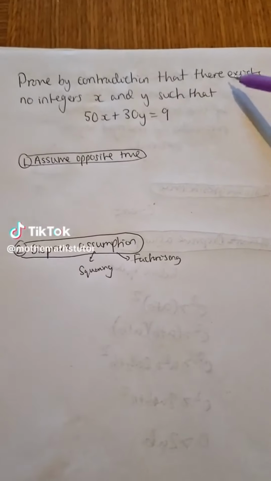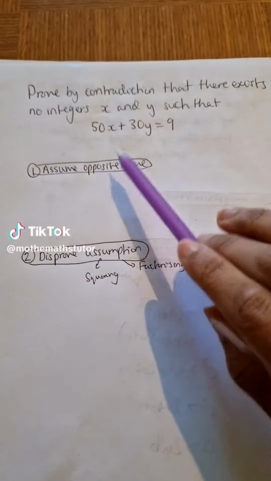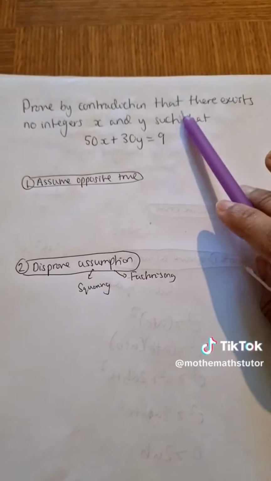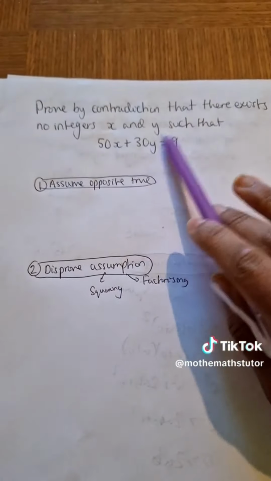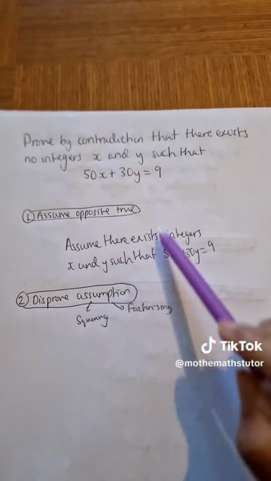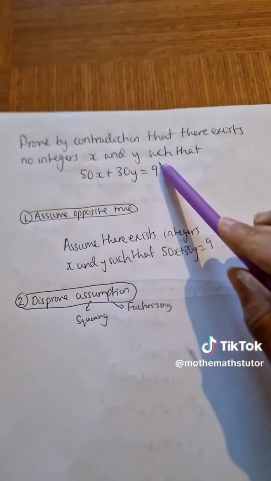In this video, we're going to have a look at proof by contradiction. Step number 1 is to always assume that the opposite of the statement is true. So this time we're going to assume that there does exist integers x and y such that this is true. We need to somehow now disprove this assumption, so we prove the original statement is true.